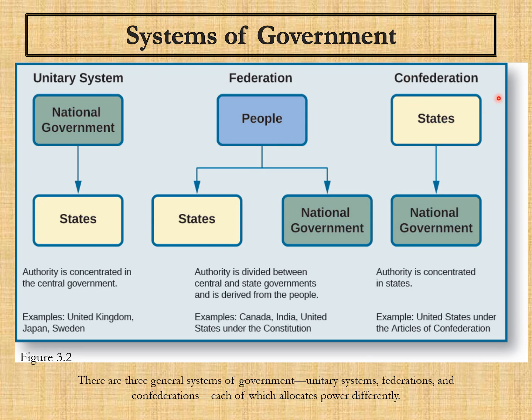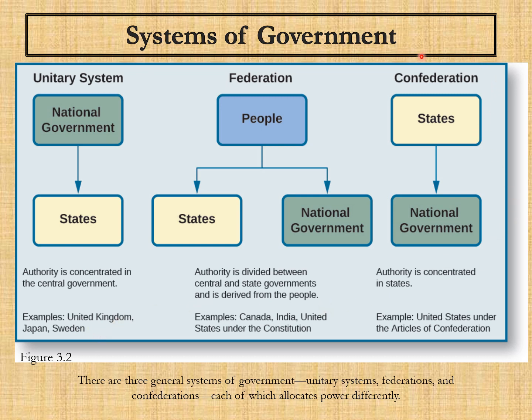So there are different systems of government that your text goes over, and this figure does a really good job of encapsulating that into one place. So the first type is a unitary system. And in the unitary system, authority is concentrated in the central government, so the national government. And then powers are delegated to the states from the national government. Some examples of this include the United Kingdom, Japan, and Sweden.